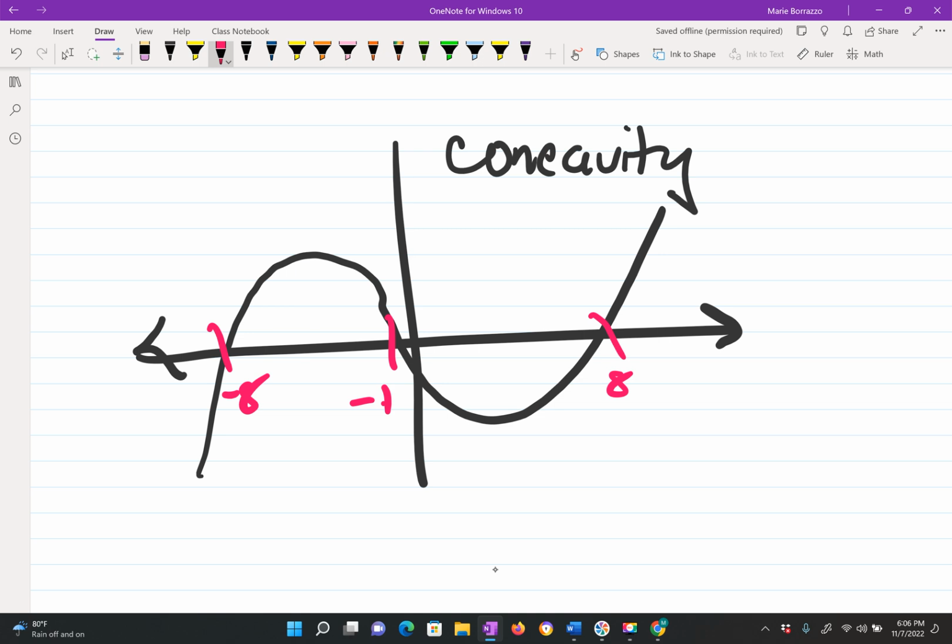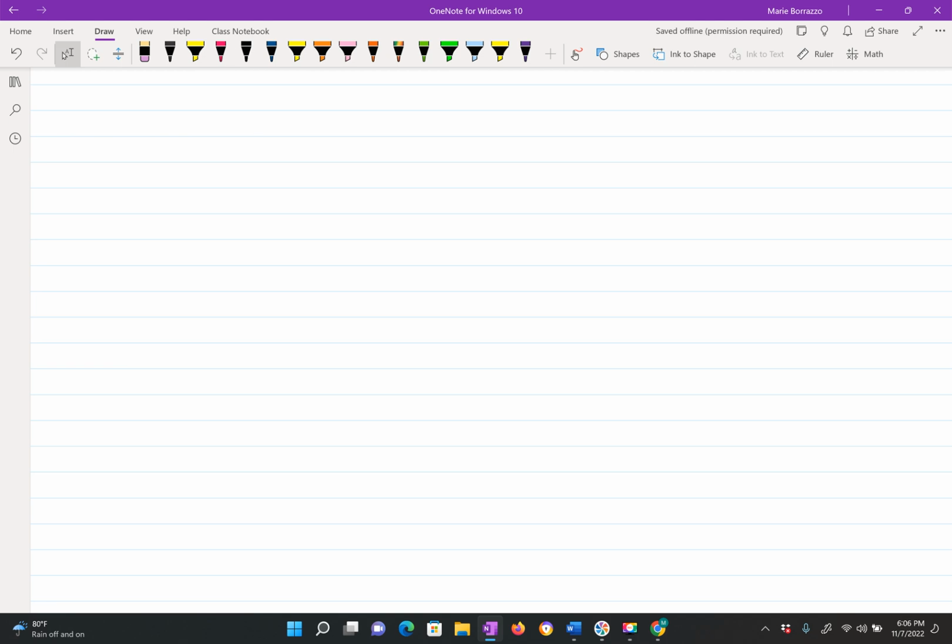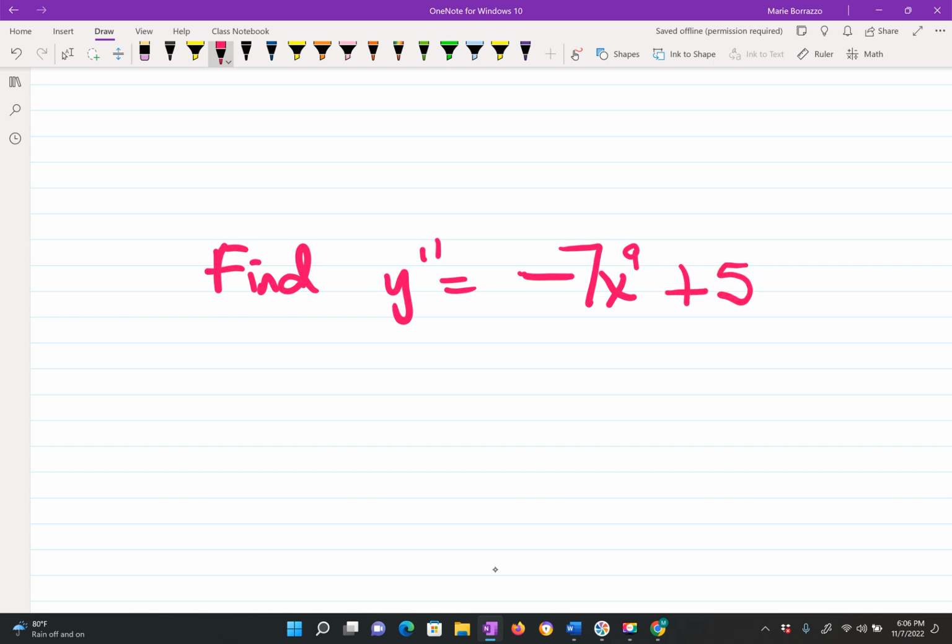More specifically, why do we care about concavity? Can you find the second derivative? That was the other question that I asked you to understand. If I said to you, I have a question that says find the second derivative, and let me be obnoxious. I'm going to give you this one. Let's say I have -7x to the 9th plus 5x squared. What would you do for that?